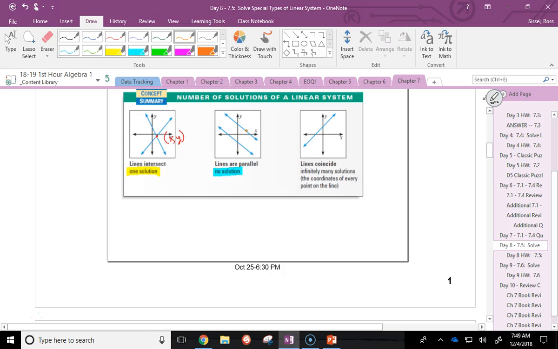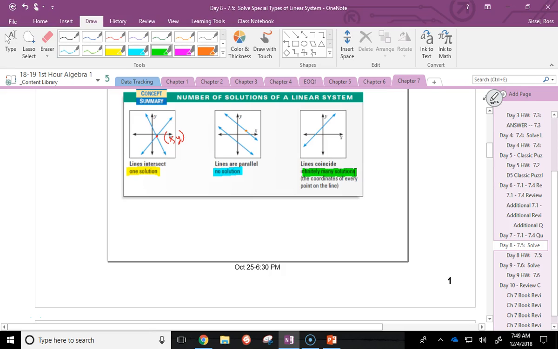The last one is if the lines coincide, we have infinitely many solutions. Meaning, not just any number. You can't just say, oh, I'm going to do 1, 5 and negative 17, 68. No. Your infinite solutions can be any point on the line that is the answer to the other equation.